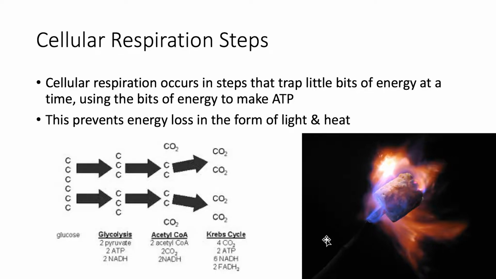So for example, we have this beautiful marshmallow on a stick, and if you put it in the fire for too long, it will light on fire, and all the energy will come out of the marshmallow in the form of light and heat, which is not really what you want, because you want the energy from the marshmallow to go into you so that you can eat it. That's the same thing with cellular respiration. It occurs gradually in steps.